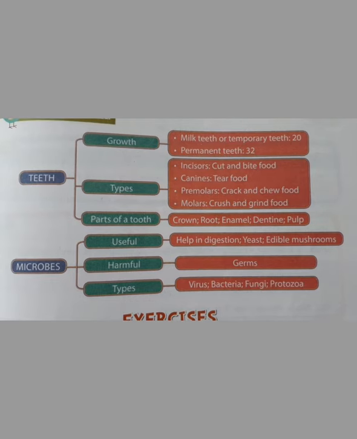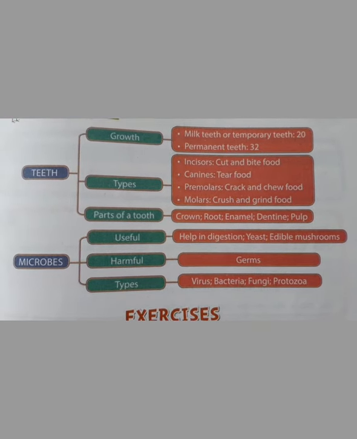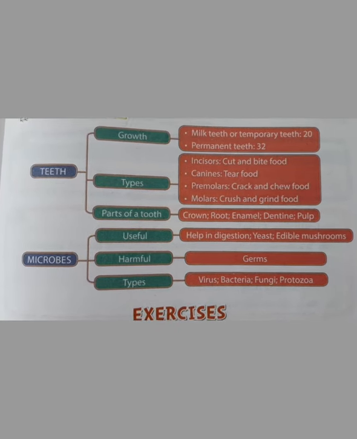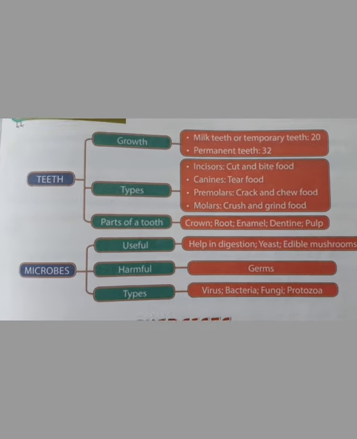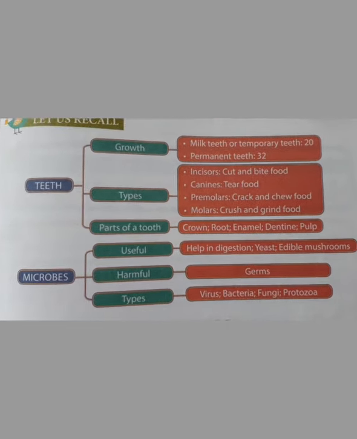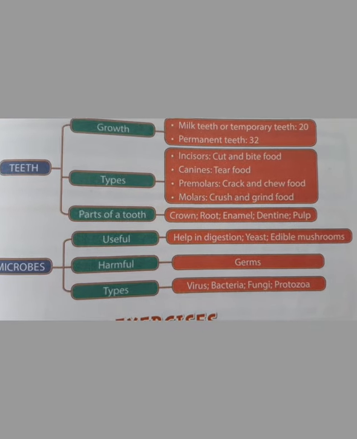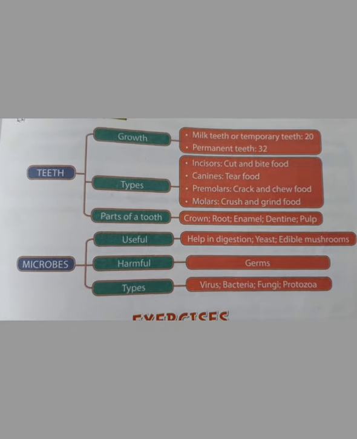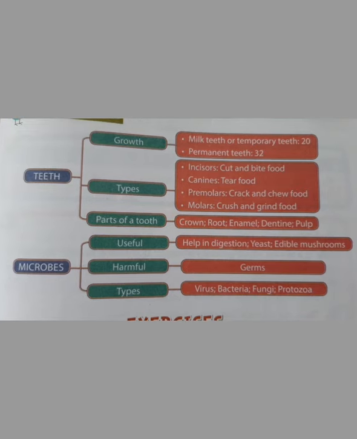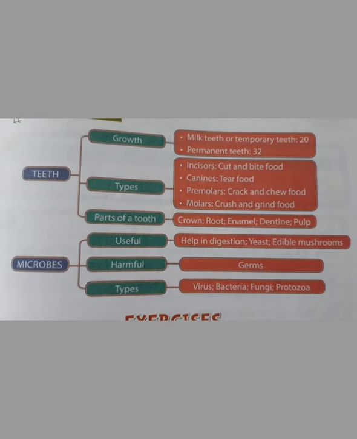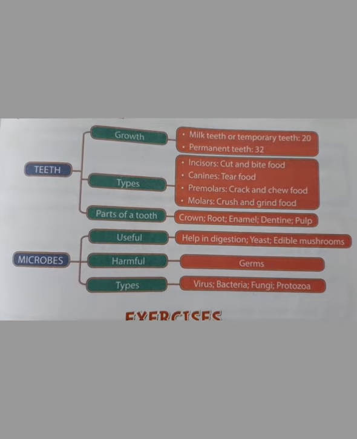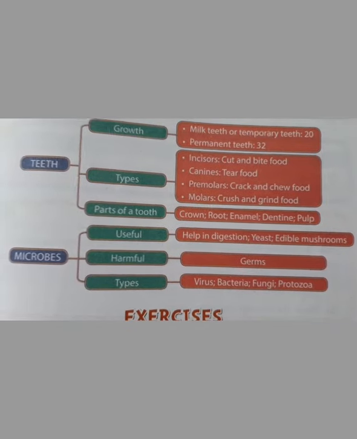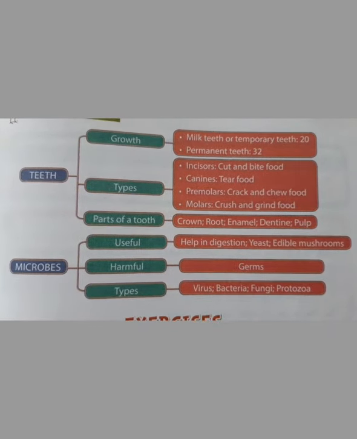Then next we have discussed microbes. We have two types of microbes: the first category is the useful microbes and the second category is the harmful microbes. Useful microbes help in digestion of food and turning milk into curd. Then yeast and some other fungi are very useful to us. Then next we discussed harmful microbes, that are germs, and they may cause many diseases. The different types of germs are viruses, bacteria, fungi and protozoa. These all things we have discussed in this chapter.